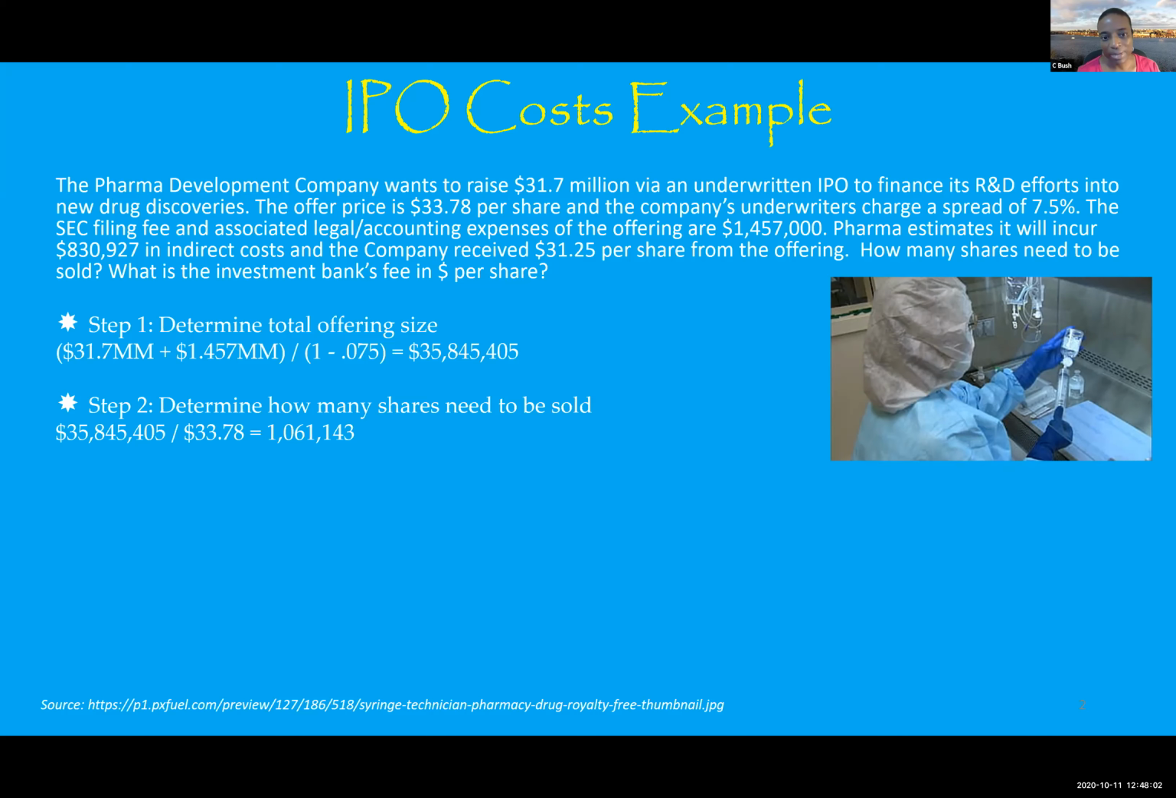The easiest way to think about it is just say, if I need to find out how many shares should be sold, take the total amount that needs to be raised and divide it by the IPO price. And the IPO price is also called the offer price. You will see those terms interchangeably.